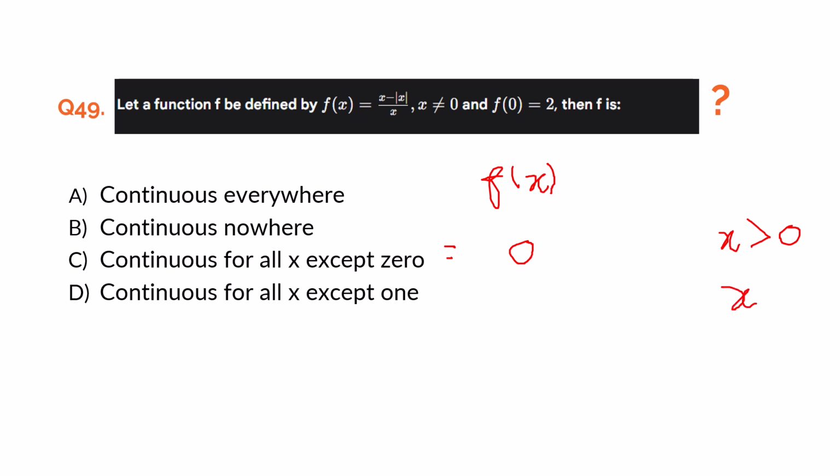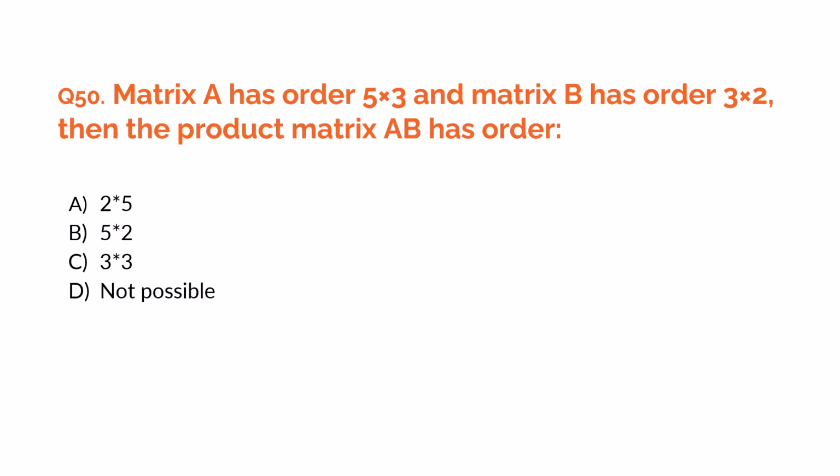And if x is less than 0, the value of mod x is minus x. So we get x minus of minus x, plus x, that is 2x by x. So the value is 2. And at x equals 0, the value is 2 given. So at 0, the function is not continuous. So the correct answer should be continuous for all x except 0. Option C. Let's move to another question.